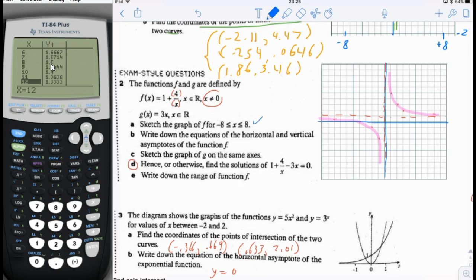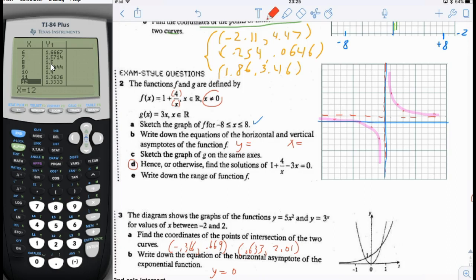Let's look at what we're supposed to do next. Write down the equations of the horizontal and vertical asymptotes of the function f. Hey, we already did that. Oh, we drew the horizontal and vertical asymptotes, but what are the equations? So one of them is going to be x equals something. The other one's going to be y equals something. Oh, I wrote it reversed. The horizontal one's going to be y equals something. The vertical one's going to be x equals something.